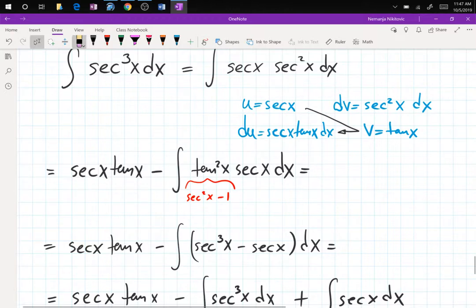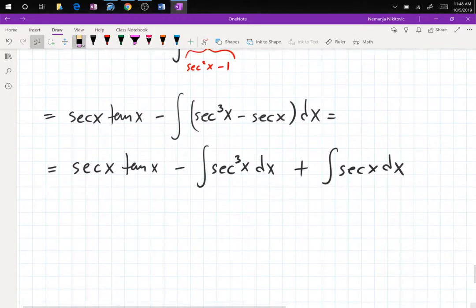So does anyone remember the trick? Everything is good so far. We got another secant cubed, guys. Recursion. You move the secant cubed to the left side of the equation, because you have the secant cubed on top, equals that expression on the bottom. Move the secant cubed to the other side, make 2 of them, and then divide both sides by 2.